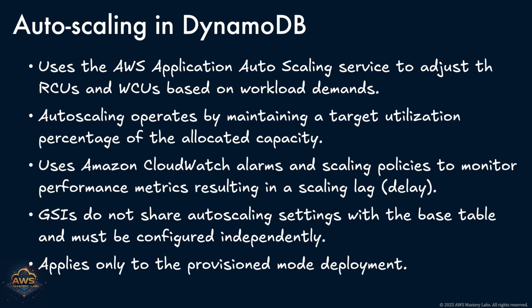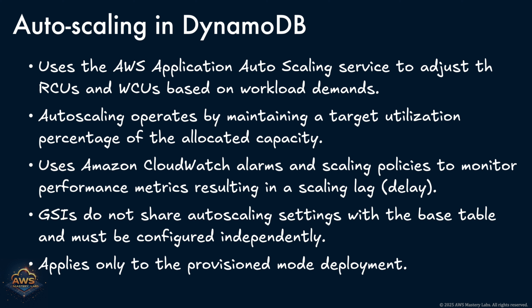Autoscaling in Amazon DynamoDB ensures that database performance remains efficient by dynamically adjusting read and write capacity in response to changing workloads. Instead of manually provisioning read capacity units, RCUs, and write capacity units, WCUs, autoscaling helps maintain optimal performance while balancing cost and resource utilization. At its core, DynamoDB autoscaling operates based on a target utilization percentage, typically set around 70% of the allocated capacity. When actual usage approaches or exceeds this threshold, autoscaling increases capacity, and when demand decreases, it reduces capacity, preventing overprovisioning and unnecessary costs.